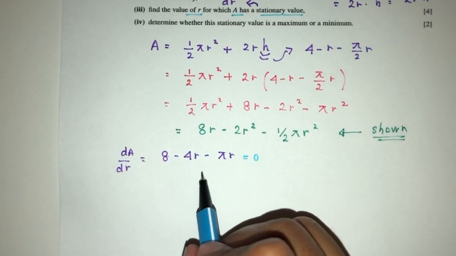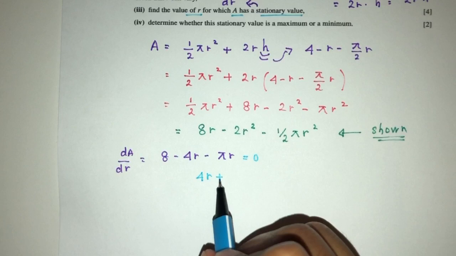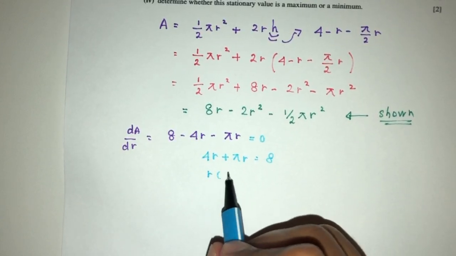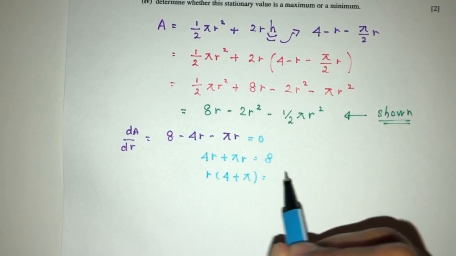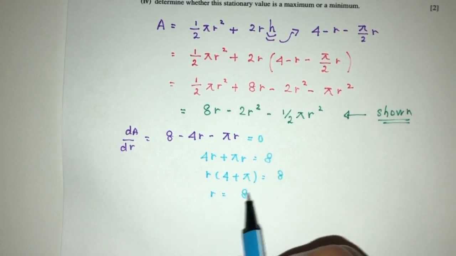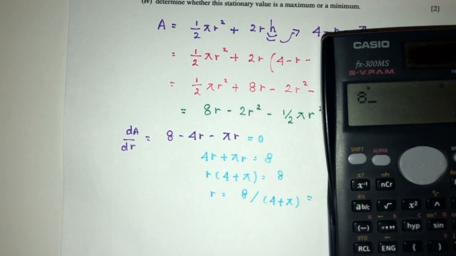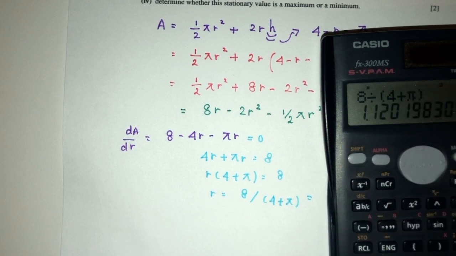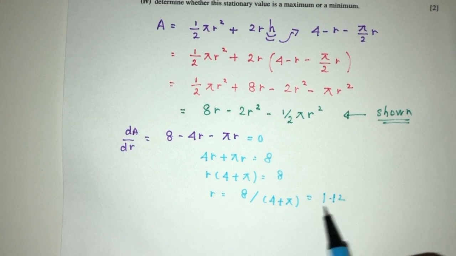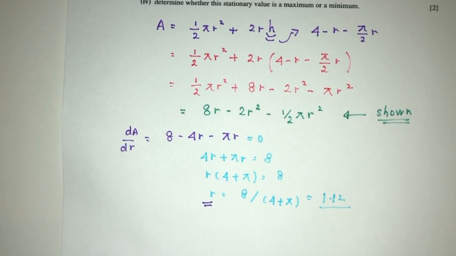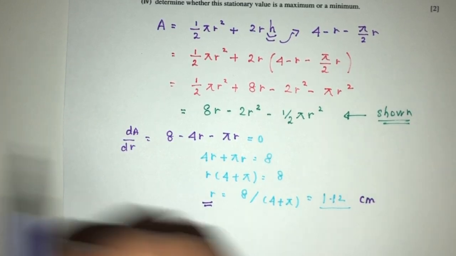So you will have 4r plus pi r has to be 8. So we just factorize, you will have 4 plus pi, r will have to be 8 divided by 4 plus pi. Let's equate that. You will have 8 divided by 4 plus pi, that should be 1.12, and that will be your value for r, correct to 3 SF. Of course, it is centimeters.